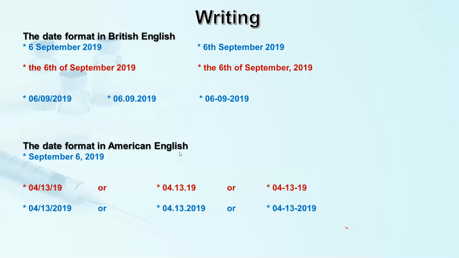And this is for British. Date format in American English starts with the name of the month, September, also in capital. Then 6, this is for the day. Then a comma to separate the day from the year. And in numeric, you write the month first, April 13, 2019.